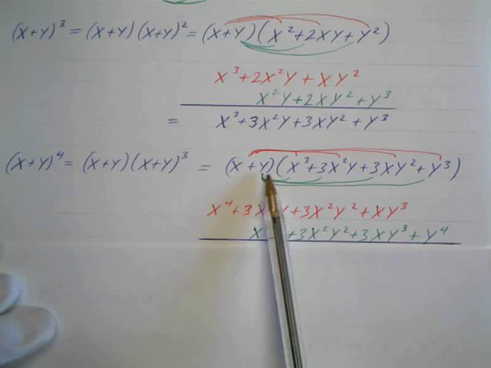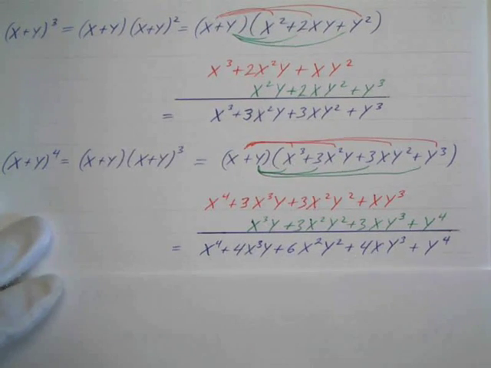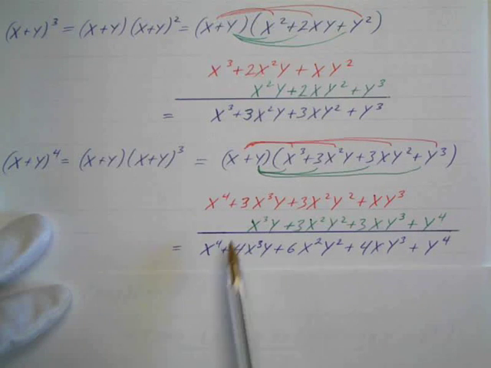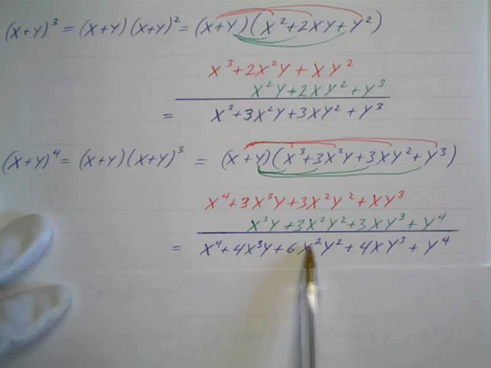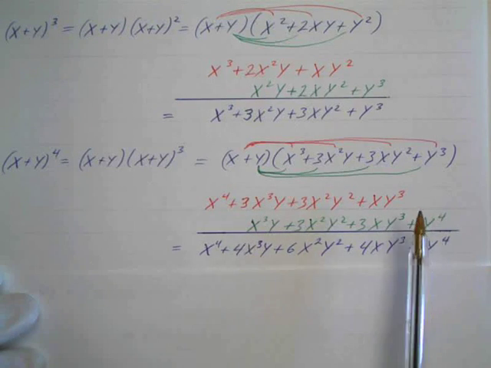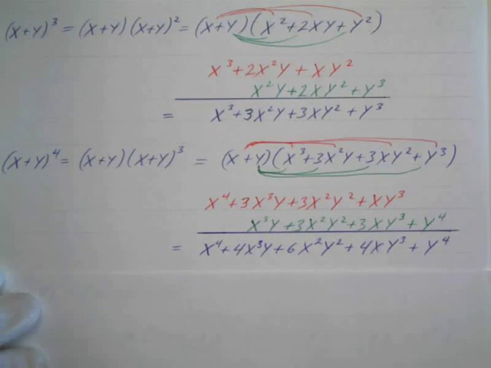So again, we have 8 multiplications, 2 by 4. So we'll do our 8 multiplications, and we combine our like terms. We've got x to the fourth. 3 plus 1 is 4x to the third y. 3 plus 3 is 6, x squared y to the second. And 1 plus 3 is 4xy to the third, and then y to the fourth.